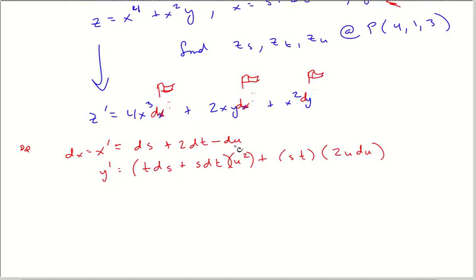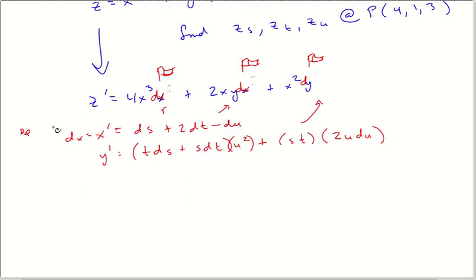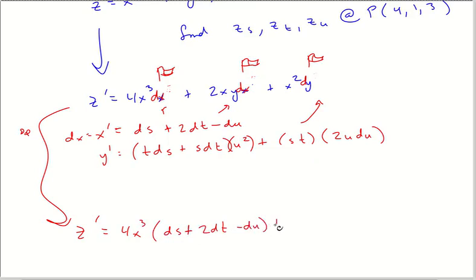It's fine. So we're going to use this, and we're going to plug that in. So this is my dy. It's going to go here. This is my dx. It'll go here and there. And we're going to get a big mess. So here we go. I got 4x cubed times ds plus 2 dt minus du, and then plus, you know what?